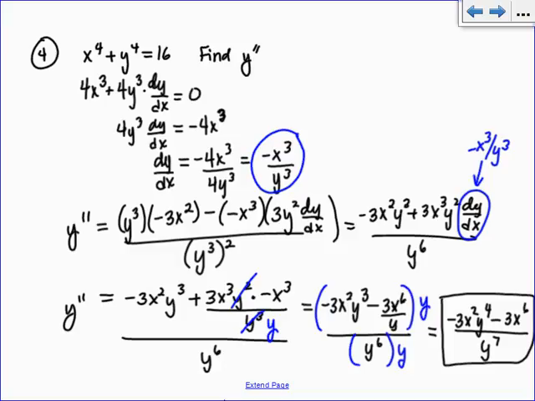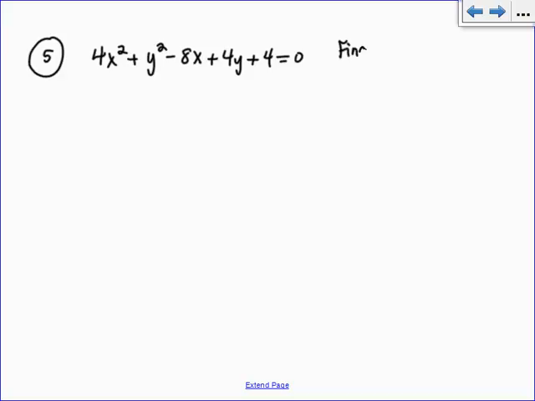All right, and then the very last question is a true AP question from before. So it says, find the points at which the graph of 4x squared plus y squared minus 8x plus 4y plus 4 equals 0 has a vertical or a horizontal tangent line. So find the points. So you might want to underline the word points. That's important. It's not saying the location. It's not saying at x equals whatever. It's not saying the x value. It's saying the points. So find the points where the tangent is horizontal or vertical.